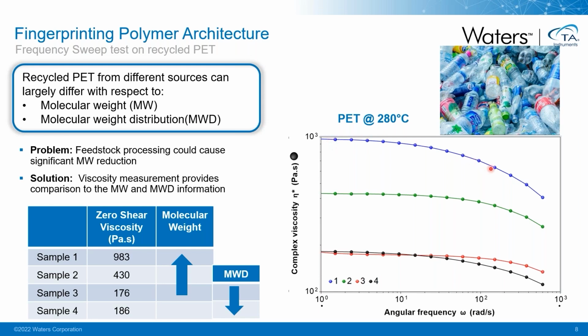But sample 2, sample 3, and sample 4 have significantly reduced molecular weight due to feedstock processing, such as grinding. Also, just compare sample 3 and sample 4. They both have similar zero shear viscosity, which means they may have similar molecular weight. But sample 4 shows more shear thinning behavior, which indicates that this batch of feedstock may have a broader molecular weight distribution.